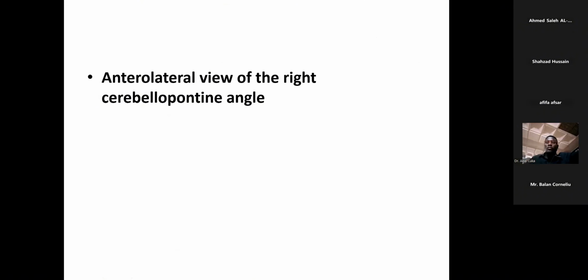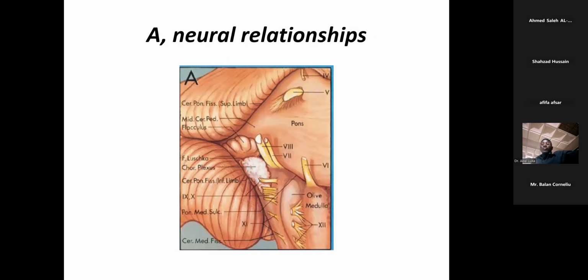So we are going to be seeing anterolateral views of the right-sided CP angle. These are now schematic pictures, just for a quick revision of what we saw earlier. These are anterolateral views, so they're not completely lateral, but looking slightly from an anterior and lateral aspect. We can see the anterior surface of the pons here and the inferior anterior surface of the medulla.